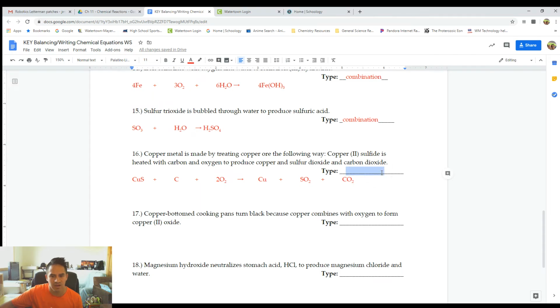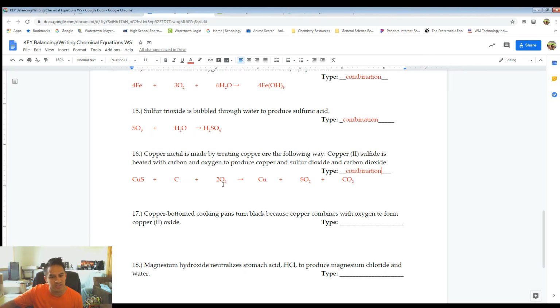As for the reaction type, this one is kind of weird because there's a lot of different things going on. So we can kind of classify this in a couple of different ways. I would probably refer to this as a combination reaction. We have sulfur combining with oxygen to make SO2. We have carbon combining with oxygen to make CO2.